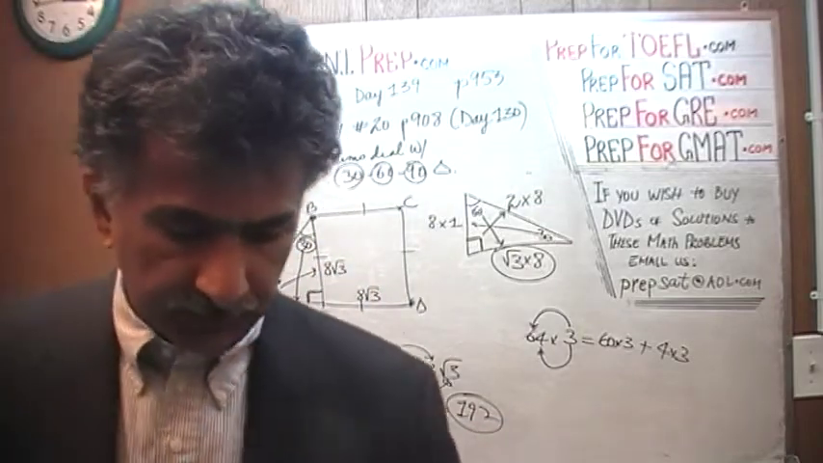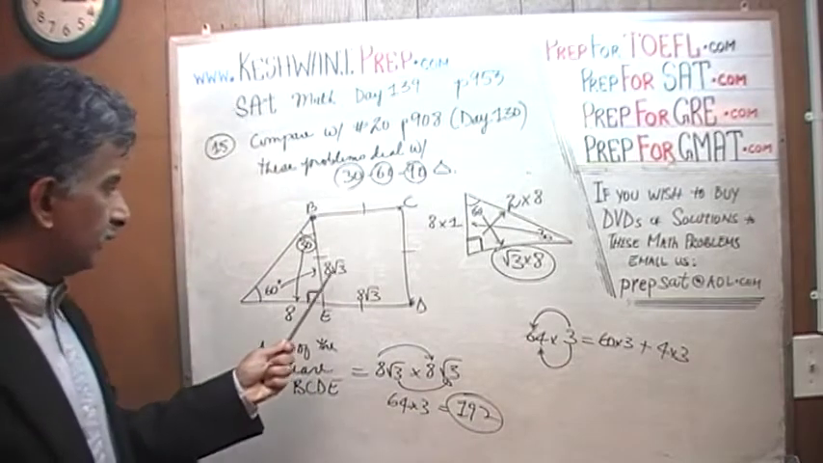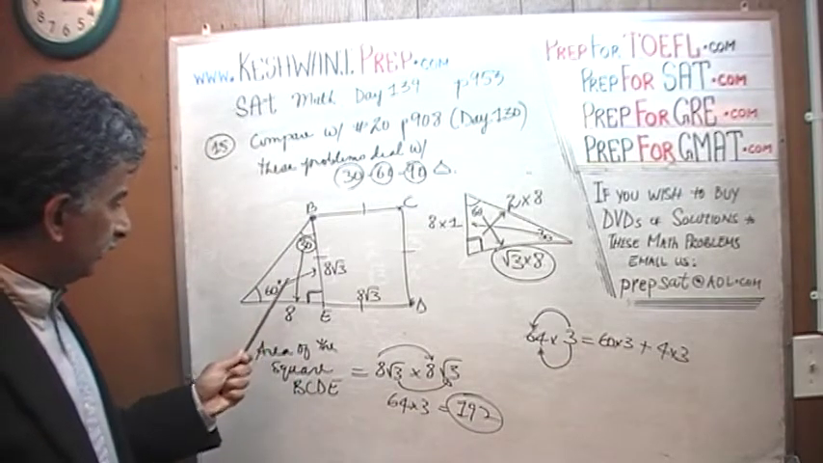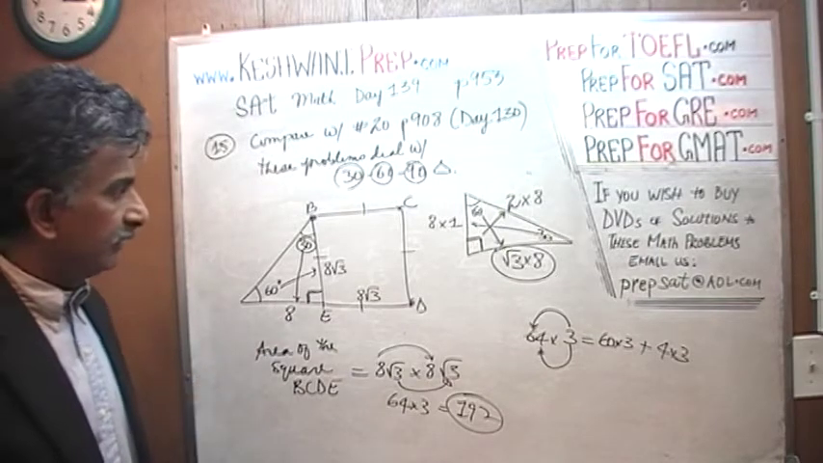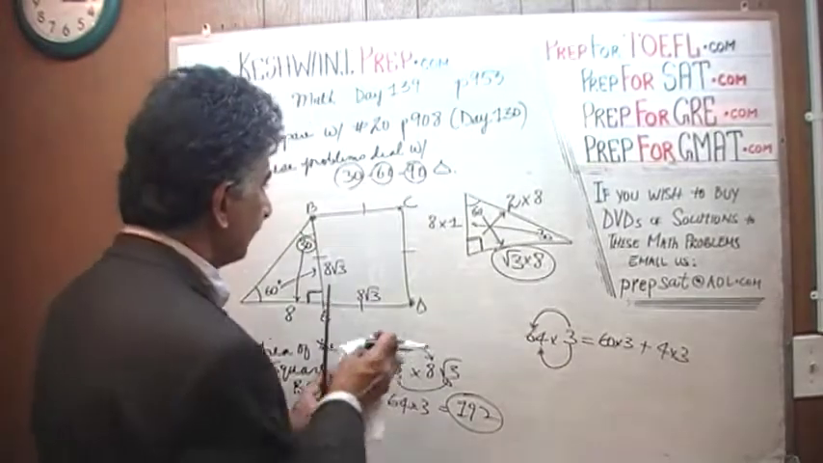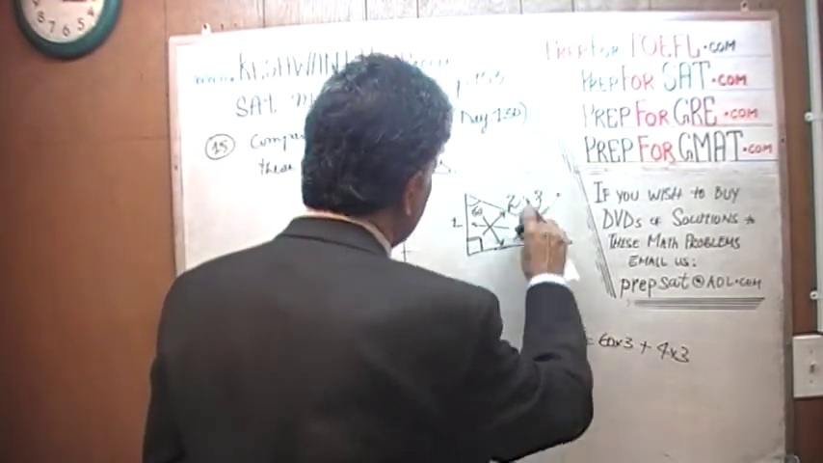But the key here is finding out the side of the square. The side of the square is 8 times root 3, and how do you know this is root 3? Because it's a 30, 60, 90 triangle. In a 30, 60, 90 triangle, the sides come in this proportion: 1, root 3, and 2.